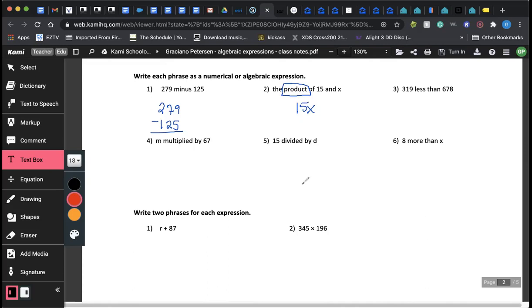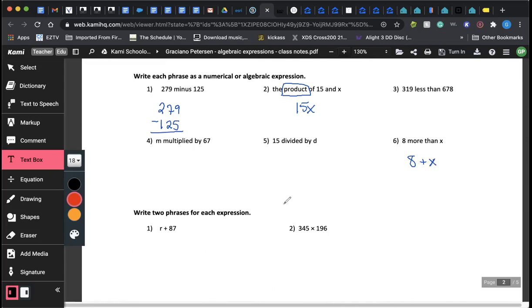All right, I'm going to just jump around a little bit. What about number 6? It says 8 more than x. How do we represent that? 8 more. 8 plus x or x plus 8. Yeah, either way is going to be fine, right? Because addition is associative. We can do it forward or backwards. Yep, so that works. Good.